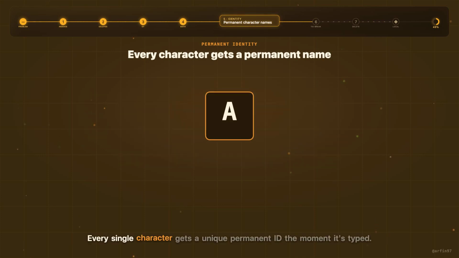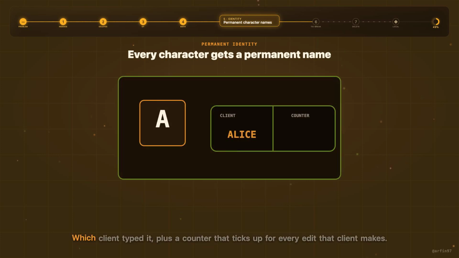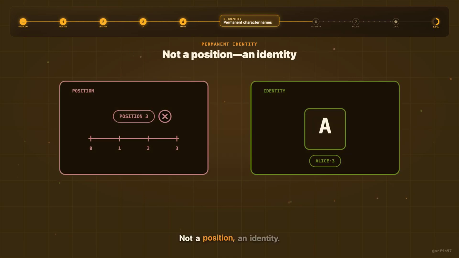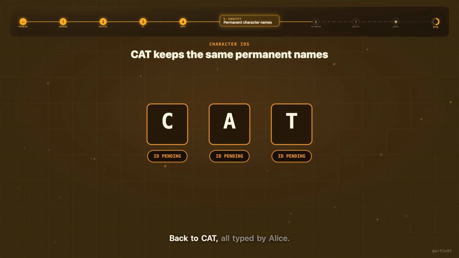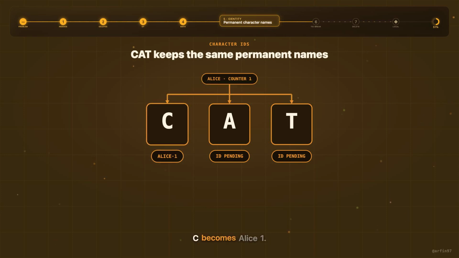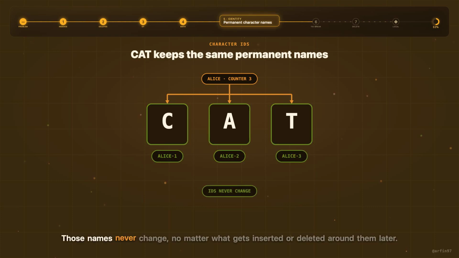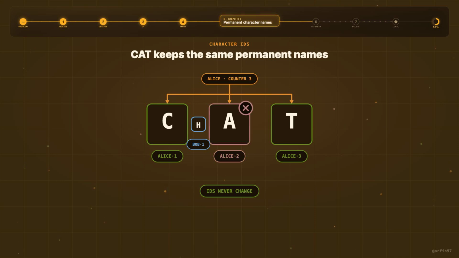Every single character gets a unique permanent ID the moment it's typed: which client typed it, plus a counter that ticks up for every edit that client makes. Not a position, an identity. Back to CAT, all typed by Alice. C becomes Alice 1, A becomes Alice 2, T becomes Alice 3. Those names never change, no matter what gets inserted or deleted around them later.